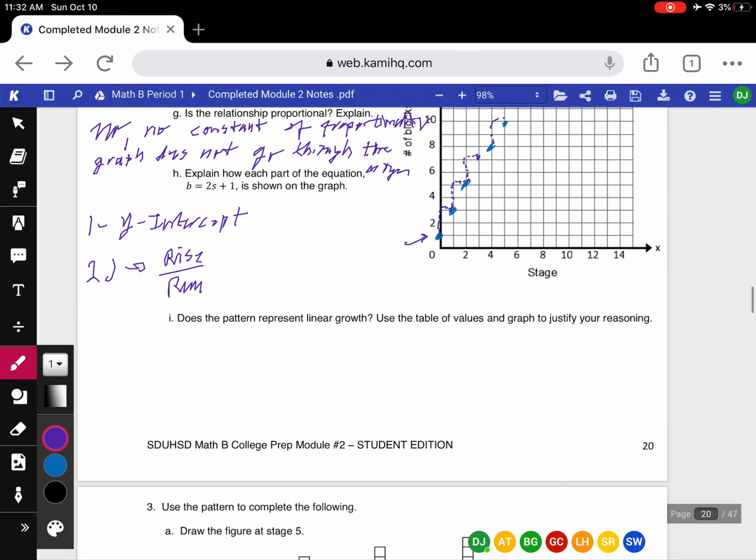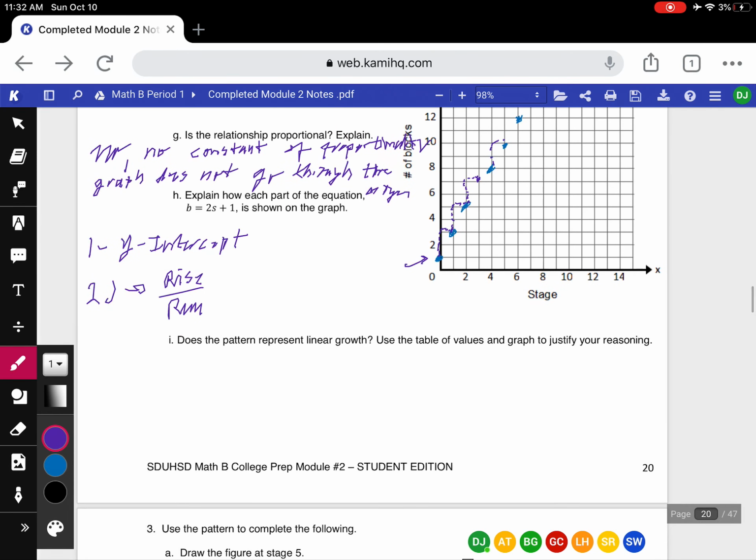Now it says, does the graph represent linear growth? Use the table values in the graph to justify your reasoning. Now, a linear growth will make a straight line on a graph and have a rate of change. So therefore, we would say yes. And the reason is because the graph is linear, and we have a rate of change.